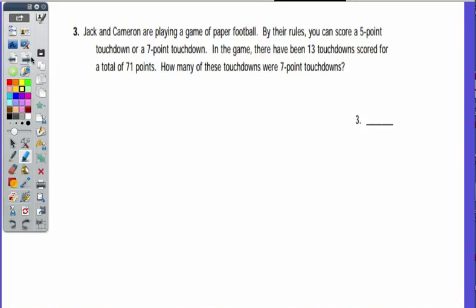3. Jack and Cameron are playing a game of paper football. By their rules, you can score a 5-point touchdown or a 7-point touchdown. In the game, there have been 13 touchdowns scored for a total of 71 points. How many of these touchdowns were 7-point touchdowns? Okay, so let's define our variables.